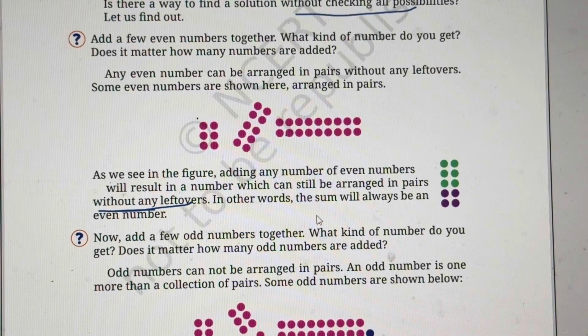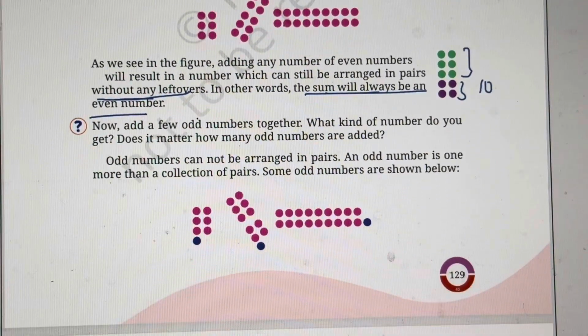So what do we conclude from this? That the sum will always be an even number. So when any two even numbers are added, it will always be an even number. You can see this through a picture. 6 plus 4. They have used different colors to show that 6 plus 4 is 10. Both are even. There are pairs again. There is no leftover here. Now let us see what happens if there are odd numbers, right?